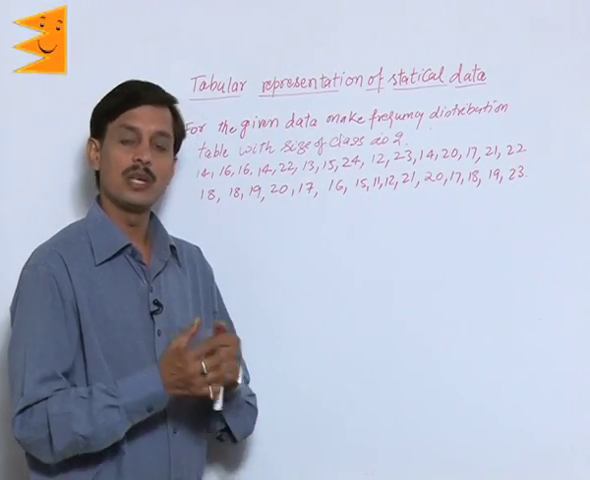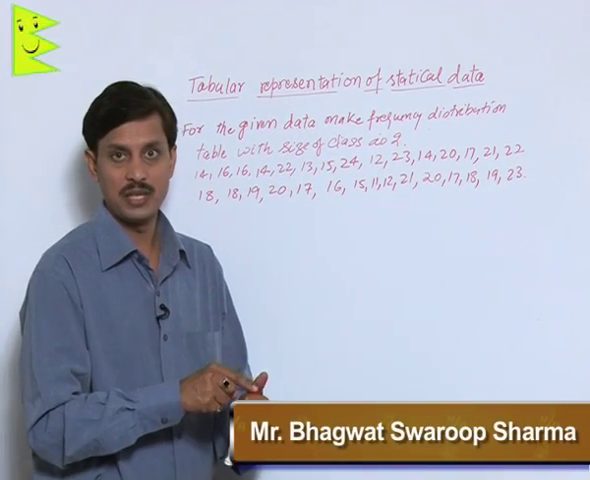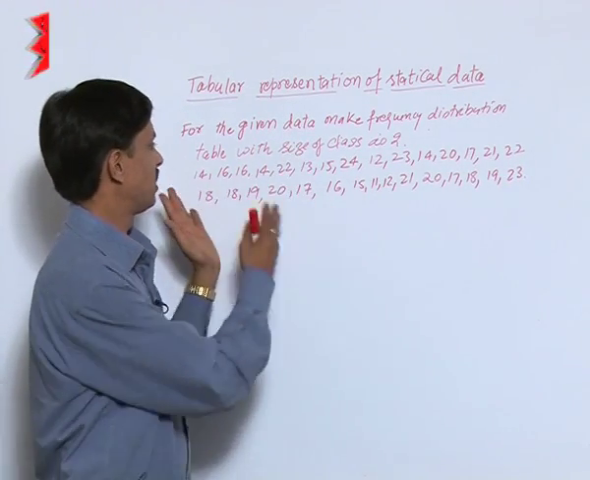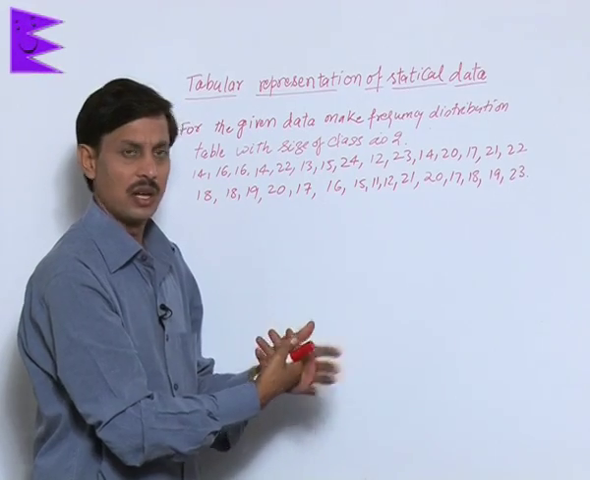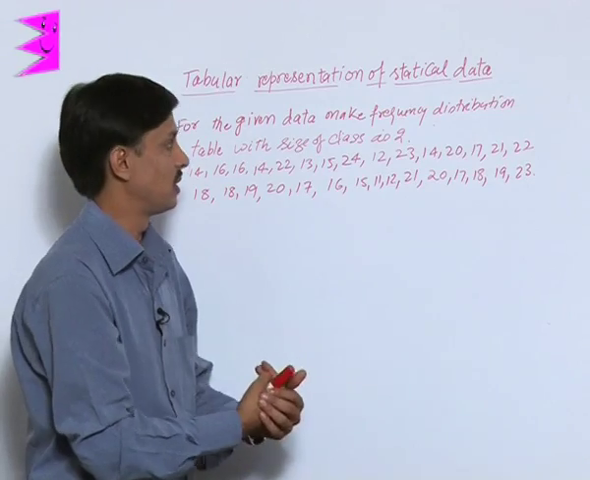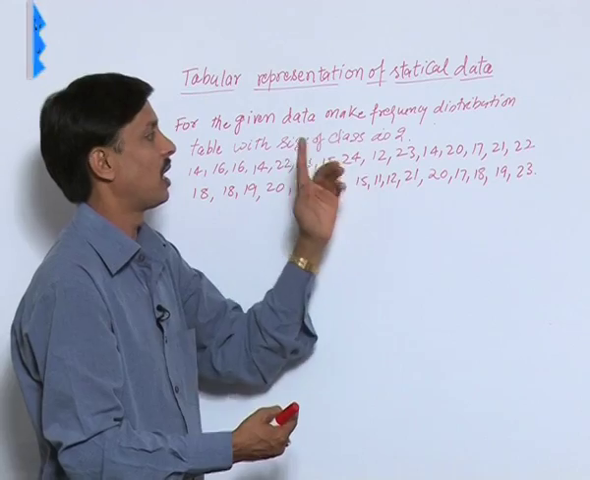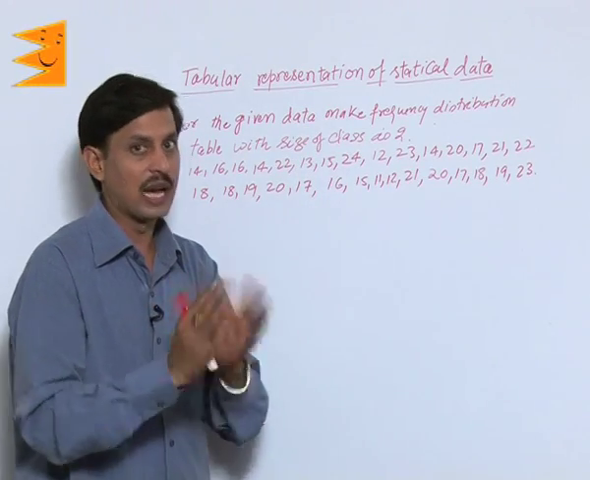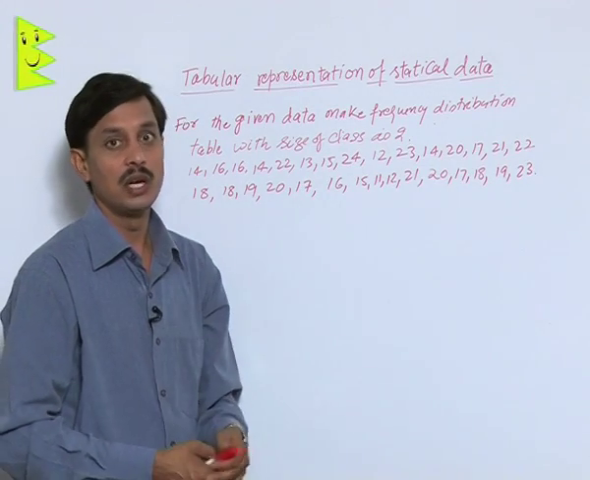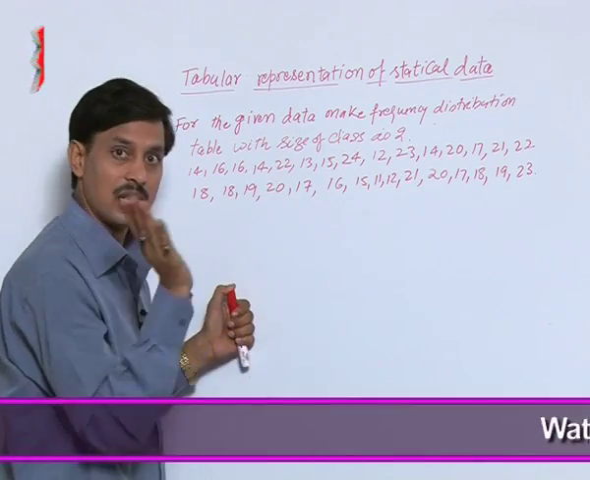Now I want to construct a frequency distribution where some information is given. For the given data, this is the information about 30 observations. Make the frequency distribution table with the size of class as 2. So for class size, from lower limit to upper limit, there should be a gap of 2 units.